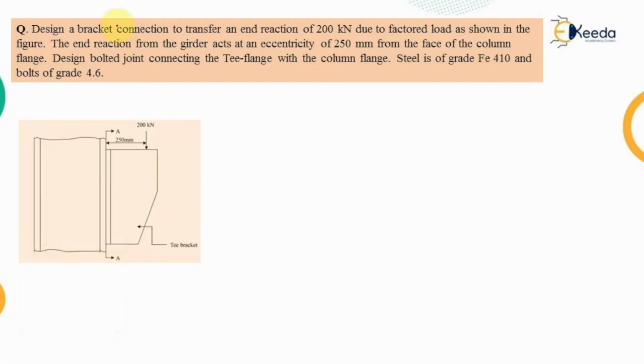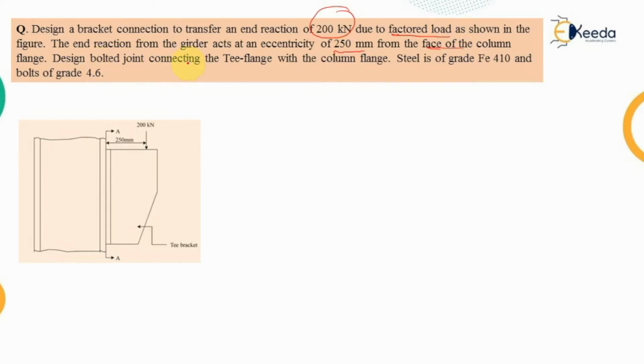Now the problem statement says: design a bracket connection to transfer an end reaction of 200 kilonewton, and that is due to the factored load. So the factored load has been taken directly, that means we need not multiply it with the factor of safety. The end reaction from the girder acts at an eccentricity of 250 millimeter from the face of the column.